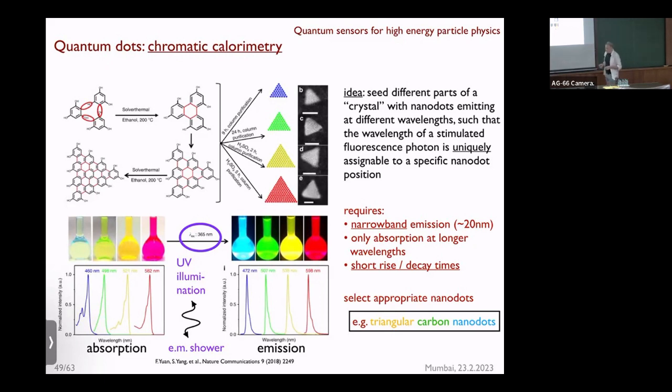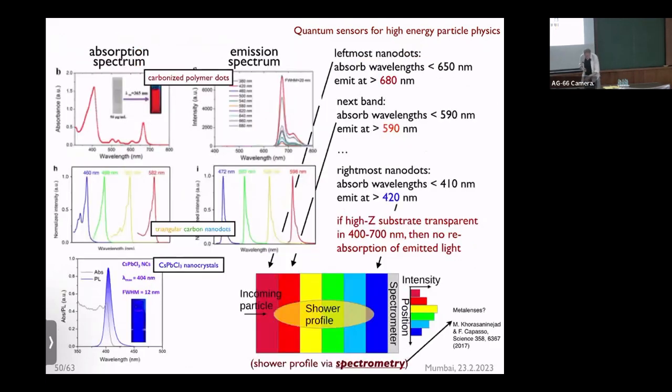And that means I can take the next step, which is to build a device consisting of multiple layers, seeded with nanodots of different sizes, each of which will emit light at a specific color. So UV light produced by incoming particles entering this part of the calorimeter and starting to form a shower, this red light will be transparently transmitted right until the end of the calorimeter. The same happens for the red light here, the yellow, the green, the blue, and the violet light.